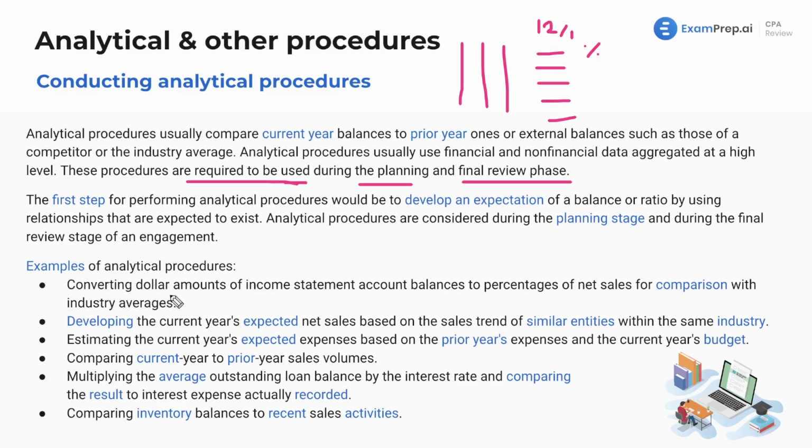What are some examples here? Well, we could convert dollar amounts of income statement account balances to percentages of net sales for comparison with industry averages. You can turn dollar amounts into percentages. You can't compare dollar amounts to other dollar amounts from other companies, because you could have a company that has a $1 billion market cap and a company that has a $100 million market cap. So say a company's 10 times the size of another one, dollar amounts are going to be significantly different. And to say that one company increased their profits by $10 million, that doesn't mean anything to me, because what if they made $10 million by investing $100 million, right?